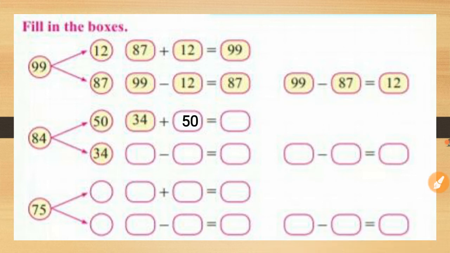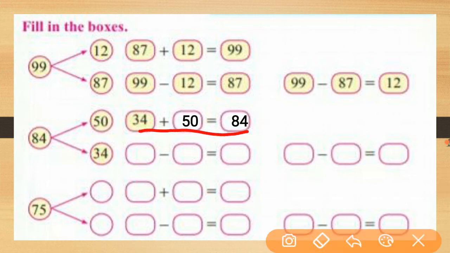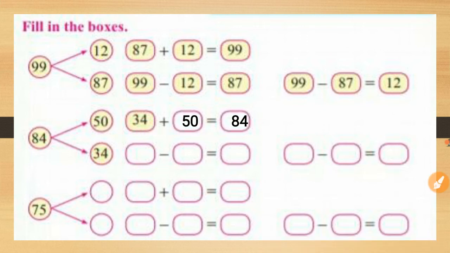When we add 34 and 50, we will get the sum 84. Now from this addition example, we will make two subtraction examples. See here, first we are going to take the number 84, and we will take any one number from both numbers, that is 34. When we subtract 34 from the sum 84, we will get the answer 50.